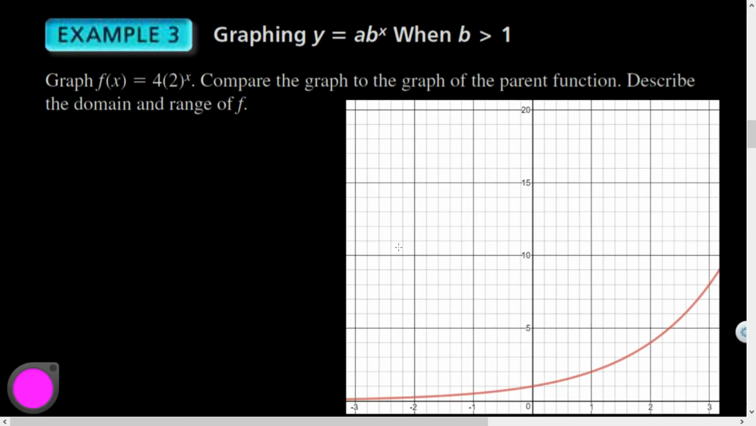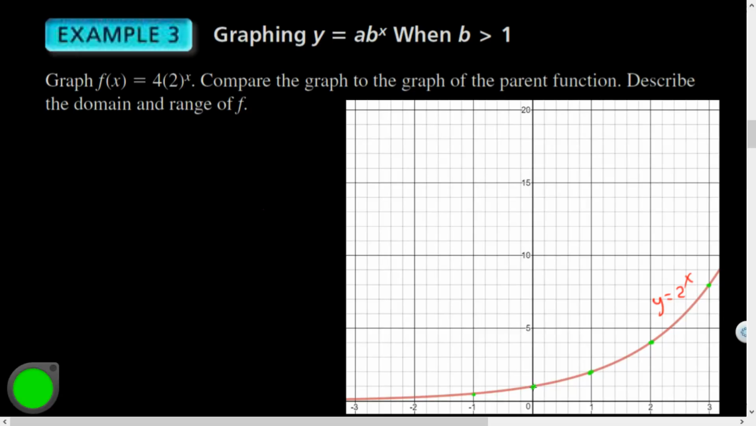This is currently the graph of 2 to the x. So y equals 2 to the x is this graph. If I multiply this by 4 on the outside, that's going to give me a new graph. It's going to take all of these points: here was 1 high, here's 2 high, here's 4 high, here's 8 high, here's a half high. And what does multiplying by 4 do? It's going to multiply those y values by 4.